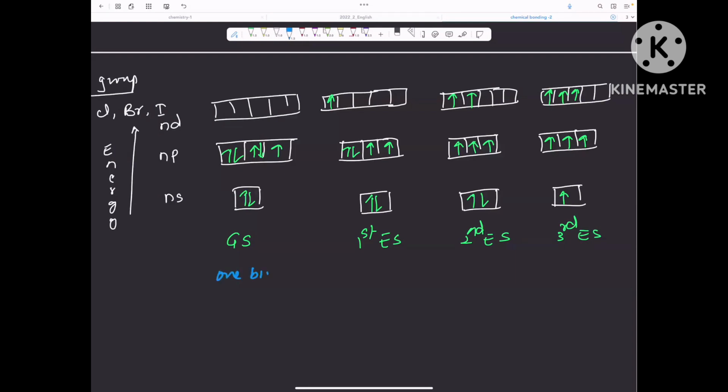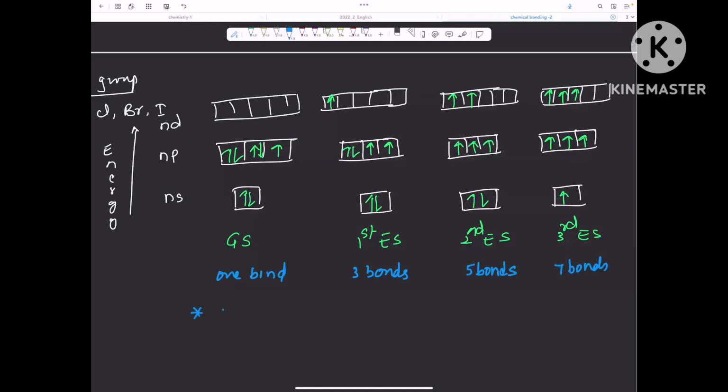In the ground state, 1 bond. In the first excited state, there are 3 unpaired electrons. They can form 3 bonds. In the second excited state, they can form 5 bonds. In the third excited state, they form 7 bonds.